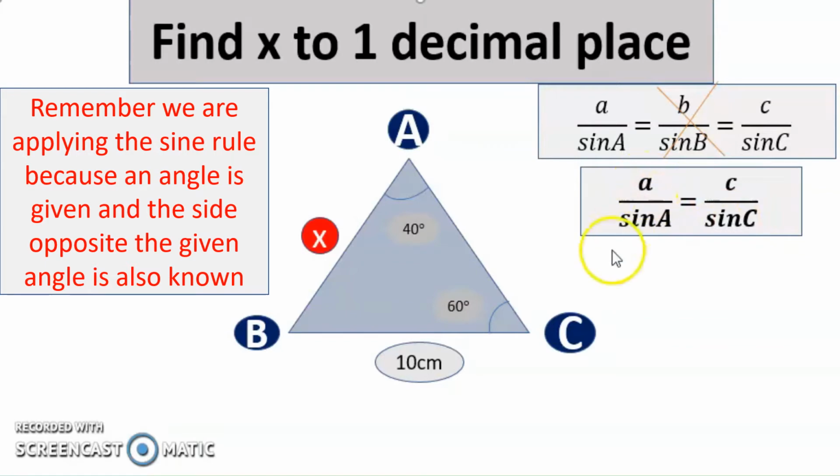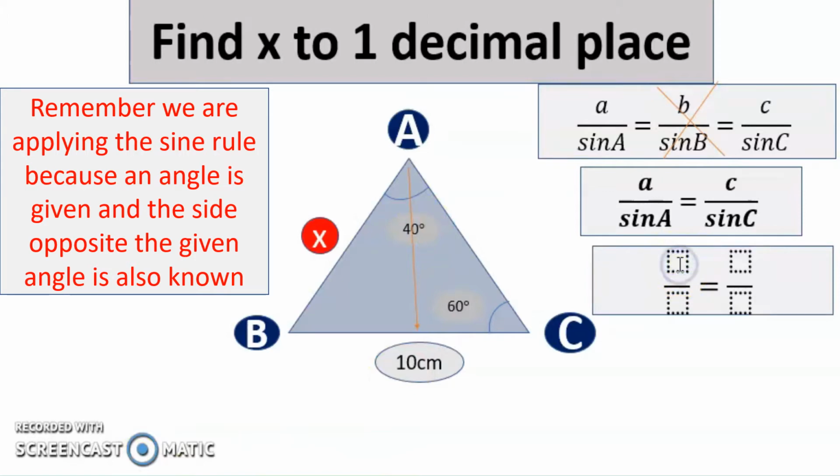Now, what is our a? We know that where capital letter A is facing is our small letter a. So our small letter a will be 10 centimeters, because our capital letter A is facing this way. While our capital letter A is the angle, which is 40 degrees. So if we are going to substitute, our a is 10 centimeters, while our sine A will become sine 40, okay?